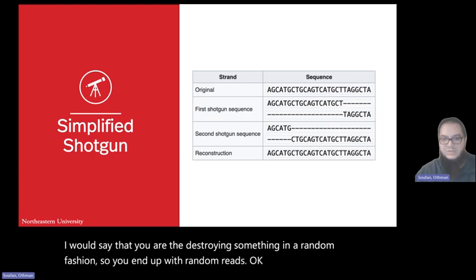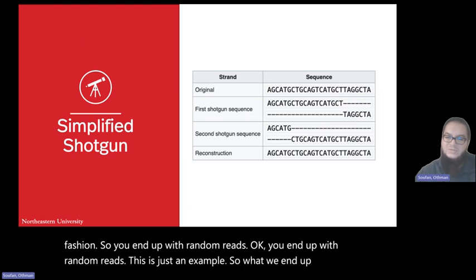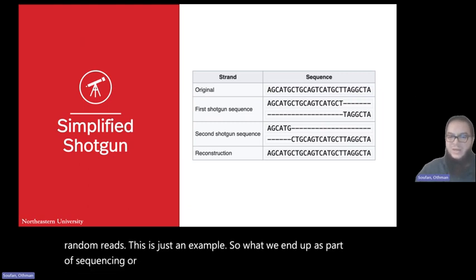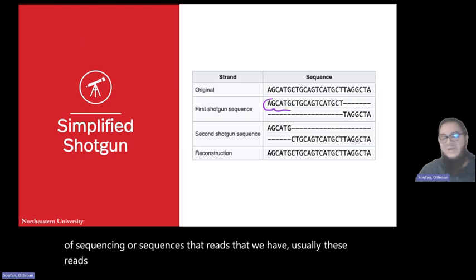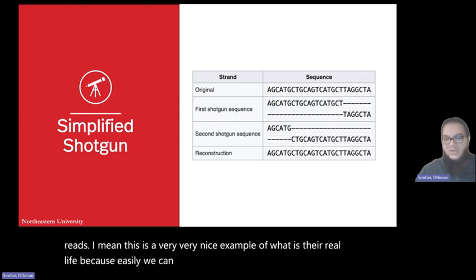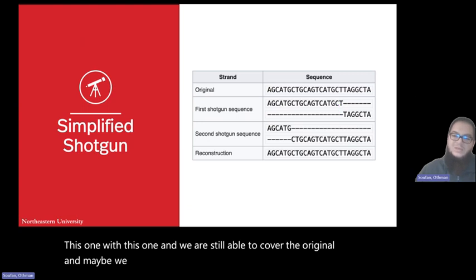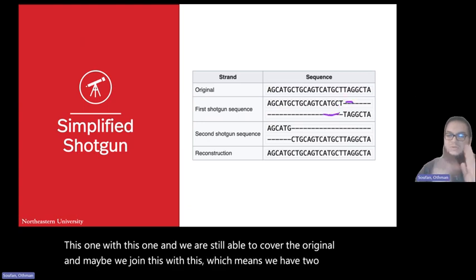You end up with random reads. This is just an example. So what we end up with as part of sequencing are the reads that we have. This is a very nice example of what is there in real life, because easily we can overlap these, okay? The second with this one, and we are still able to cover the original. And maybe we join this with this, which means we have two reads, and then we join them together.